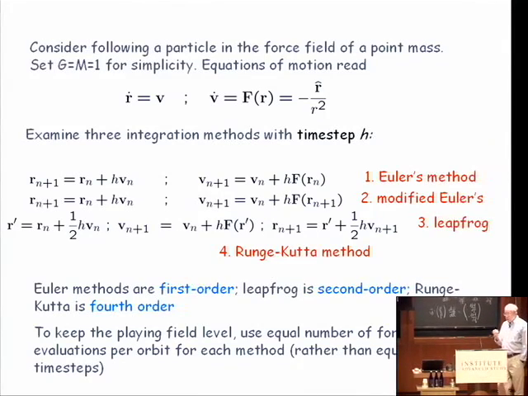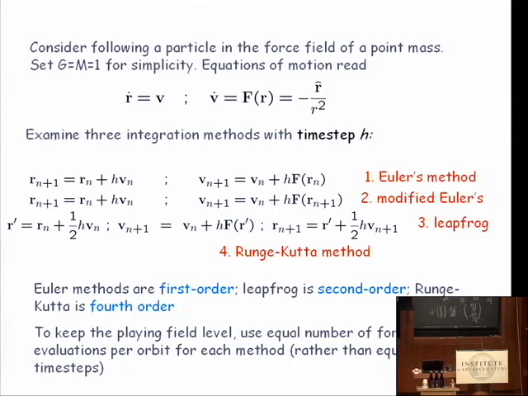I'm going to illustrate how you integrate this with three different methods. The first of them is Euler's method, which is the simplest, dumbest integration scheme that everybody thinks of the first time they try to integrate a differential equation. You just advance the position from step n to n plus 1 by the time step times the velocity. Then you advance the velocity from step n to n plus 1 using the time step times the force.